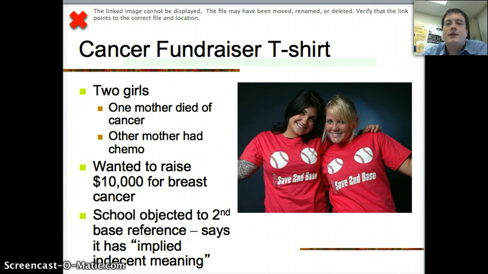Here we have a cancer fundraiser t-shirt. Two girls, one mother died of cancer, the other's mother had chemo, and as you see it says "Save Second Base" with very interestingly placed baseballs. They wanted to raise $10,000 for breast cancer research. The school objected to the second base reference, saying it had an implied indecent meaning. They ended up just stopping selling them.